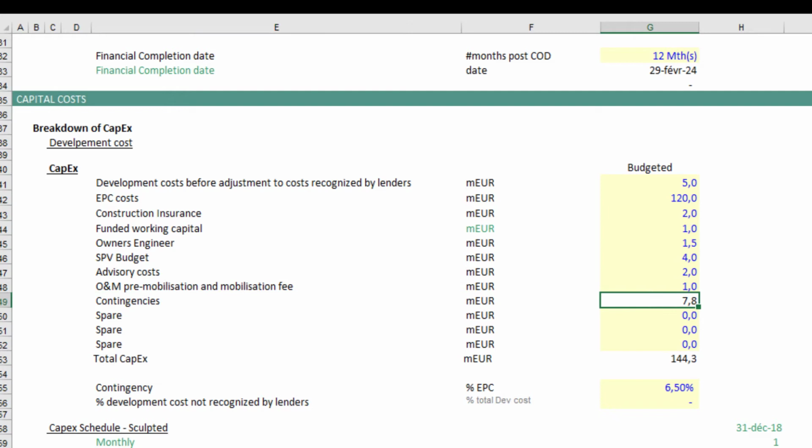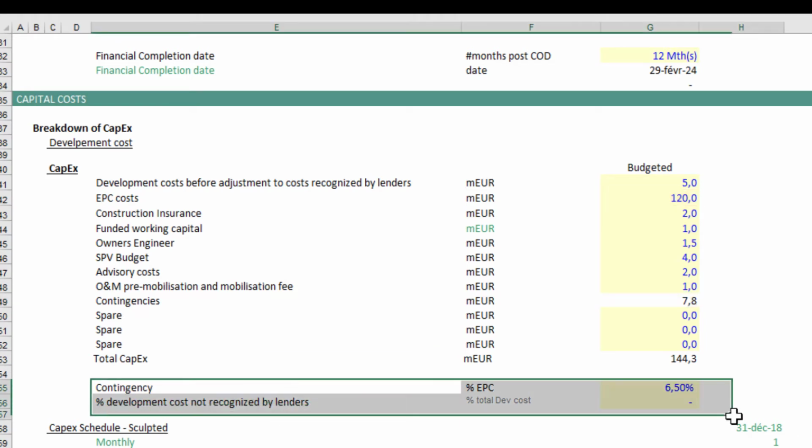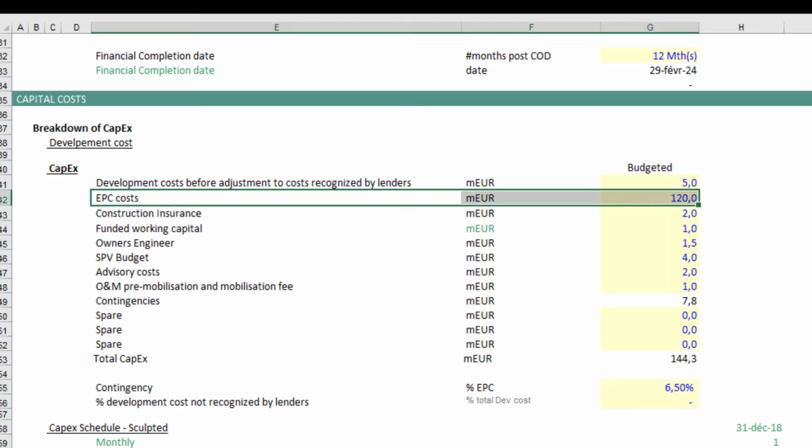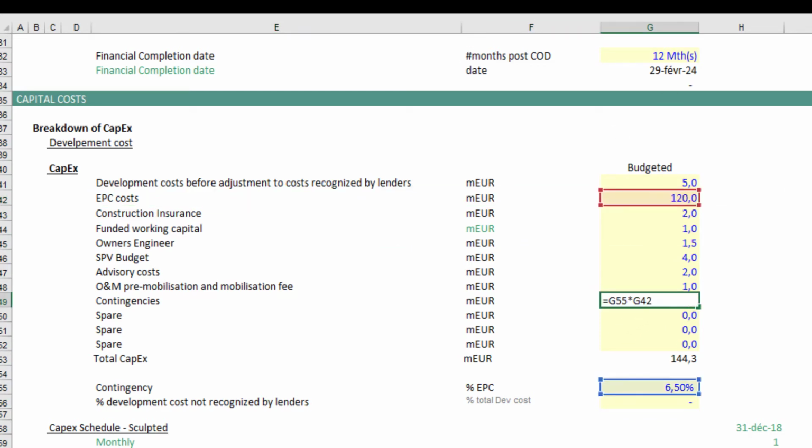Okay, as you see that it's color coded differently, meaning that it is coming from somewhere else, right? It is not directly an input. So the input is here. I am putting 6.5% of the EPC cost, which is here, you see the 120 million euros, as contingency in my base case model. So it's going to be around 7.8 million.